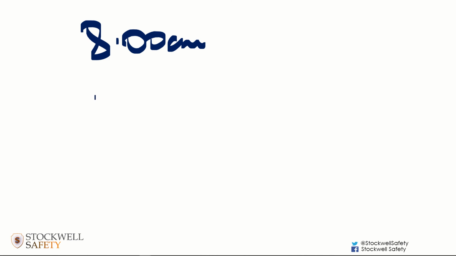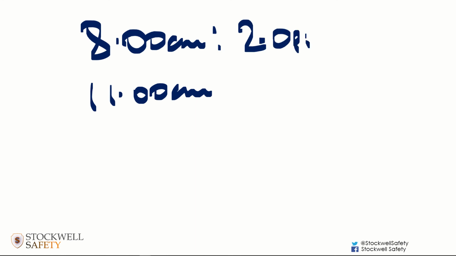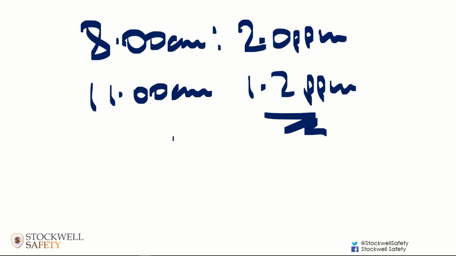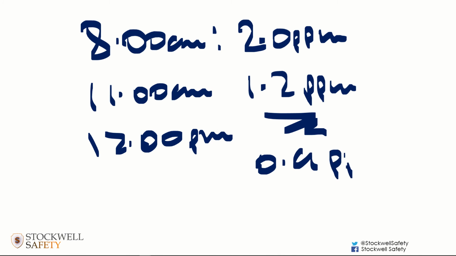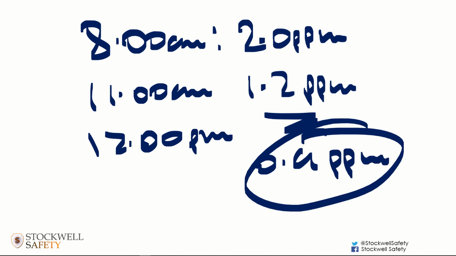So what you might try and do is do another one at 11 a.m. That way, your first test, if it was 2 parts per million, by the time 11 rolls round, maybe it had dropped to 1.2 parts per million. Well, you can do something about it at 11 a.m. rather than wait until 12 p.m. where it dropped to 0.9 parts per million, because this situation is already too late.